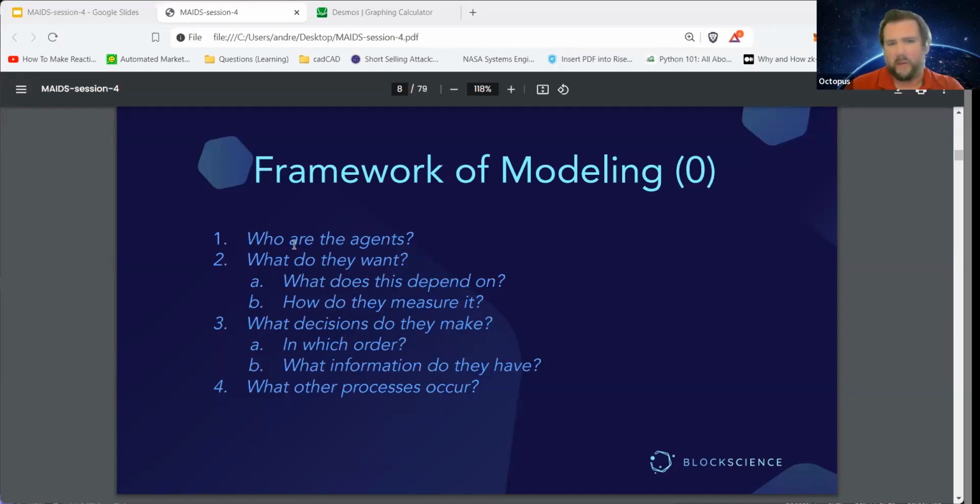Like, who are the agents? What do they want? And what they want depends on other information that's available to them or other things that happen. And then how do they measure how successfully they have gotten what they want? So this connects to the idea of utility functions, which are critical in terms of defining the agent in a MAID framework. And then what decisions do the agents make?